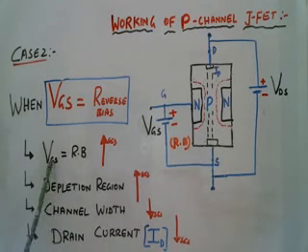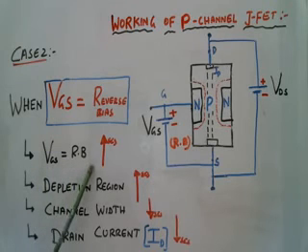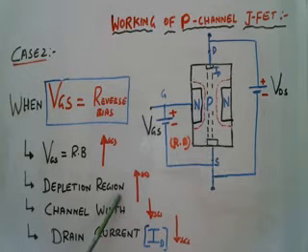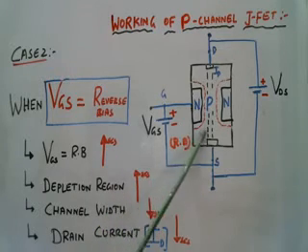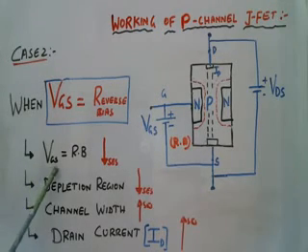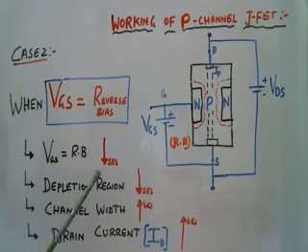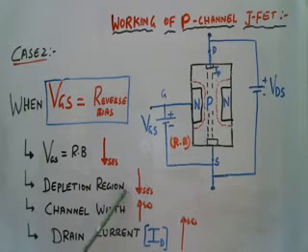What happens when the reverse bias voltage on VGS increases? The depletion region also increases. When the depletion region increases, channel width decreases. When channel width decreases, the flow of current from source to drain, that is drain current ID, also decreases. When the reverse bias voltage on VGS decreases, the depletion region also decreases. When the depletion region decreases, channel width increases. When channel width increases, the drain current from source to drain increases.